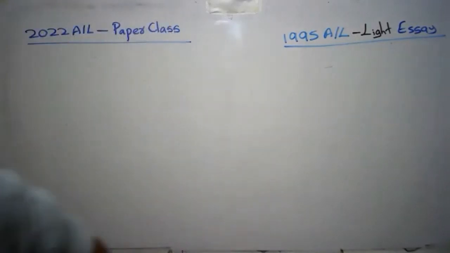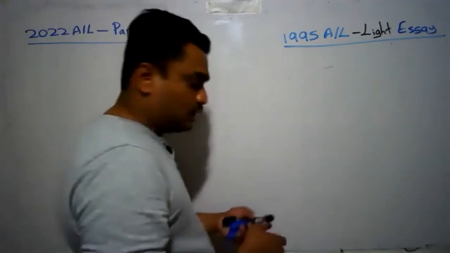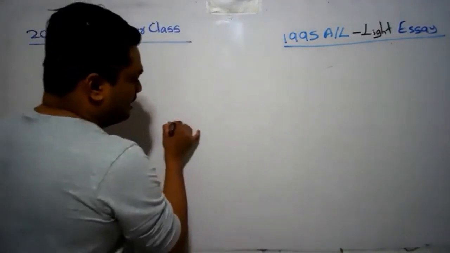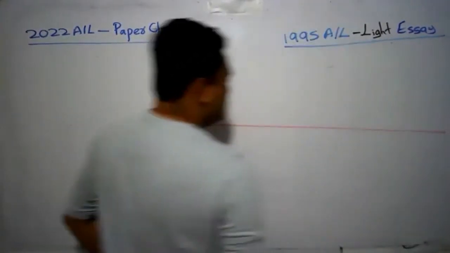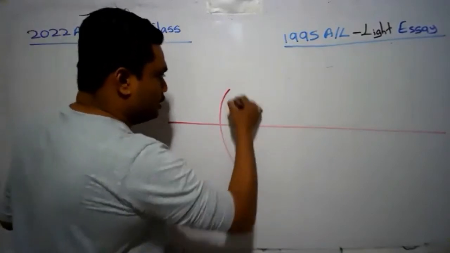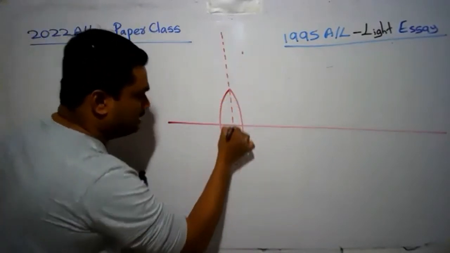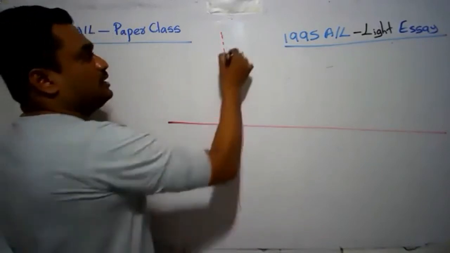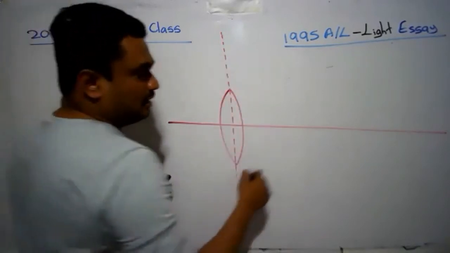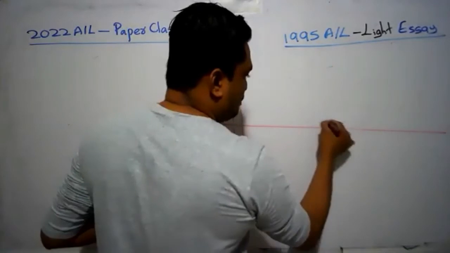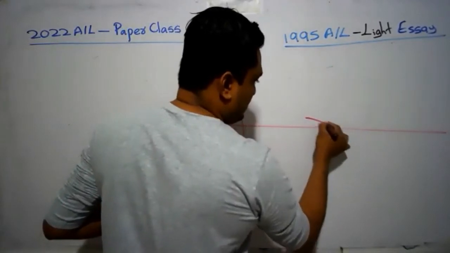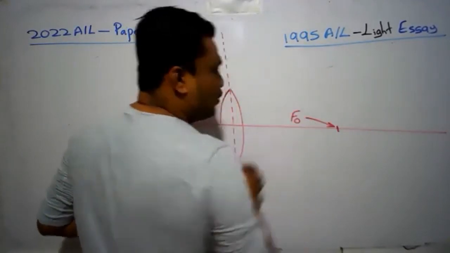Right. Look at the board. Let's give a try to draw the ray diagram. Right. I'll draw the principal axis. I'll draw the objective lens. And this dotted line indicates the objective lens. Right. I'll mark the focal length of the objective lens here, saying capital FO.